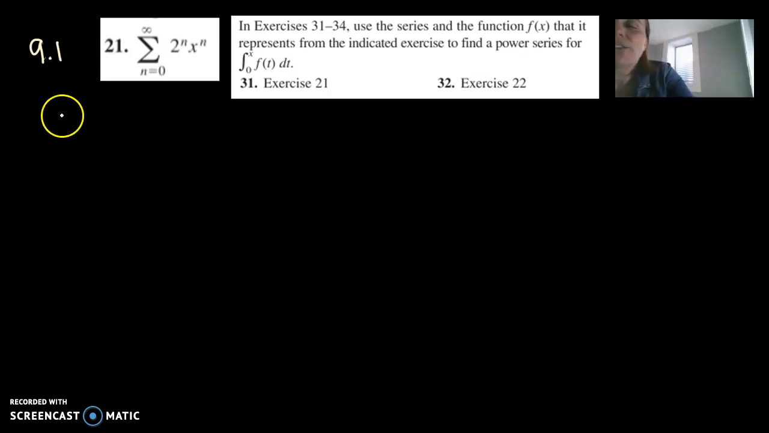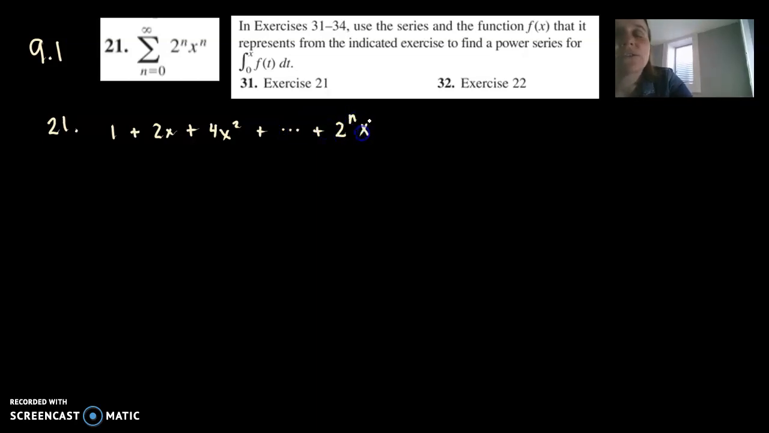All right. So exercise 21 is a geometric series, and it's an infinite series. If I start at 0, everything to the 0 power would be 1. If I use n equals 1, I have 2x. If I use n equals 2, I have 4x squared, etc. And then my general term is 2 to the n, x to the n.